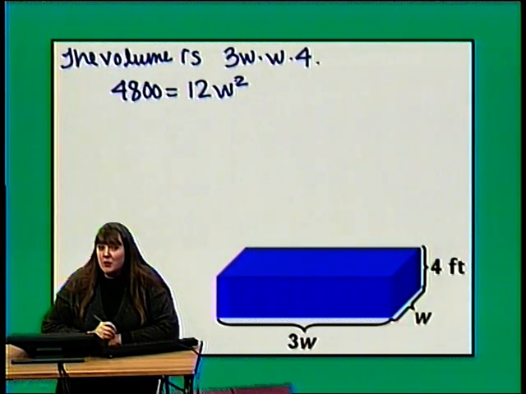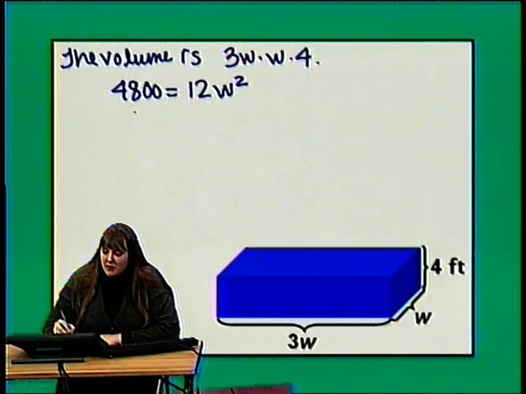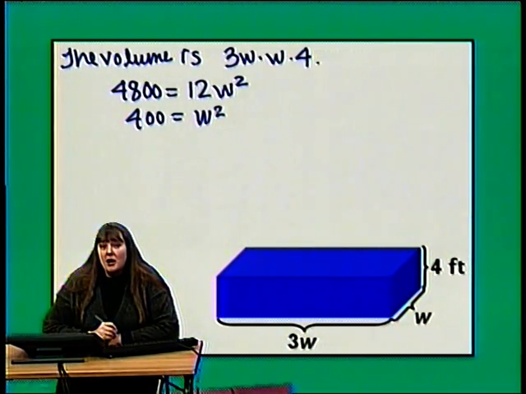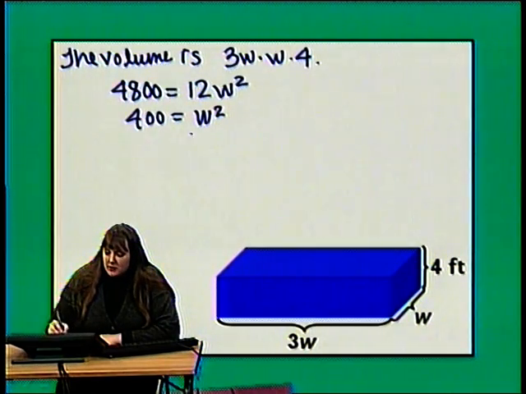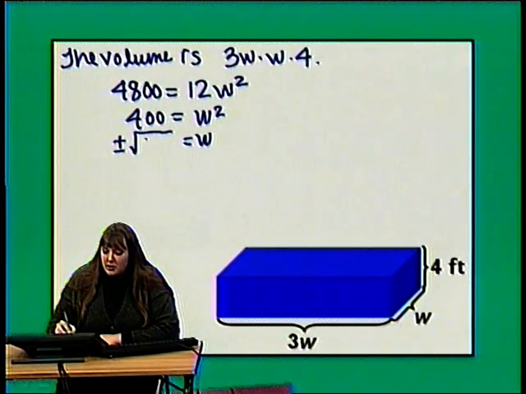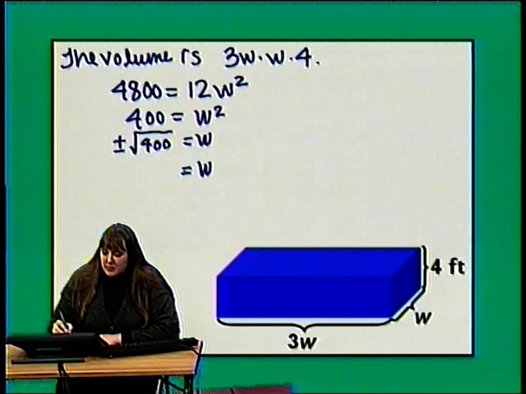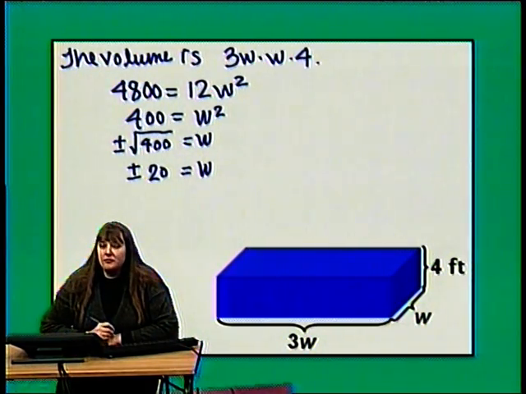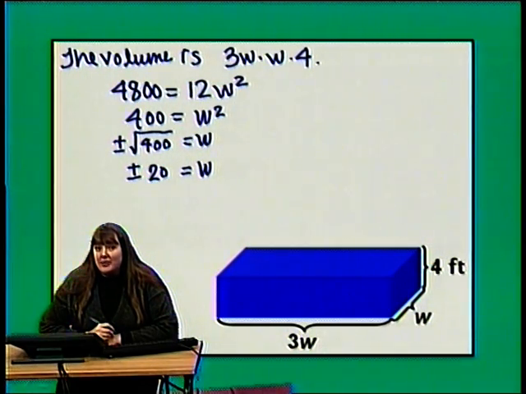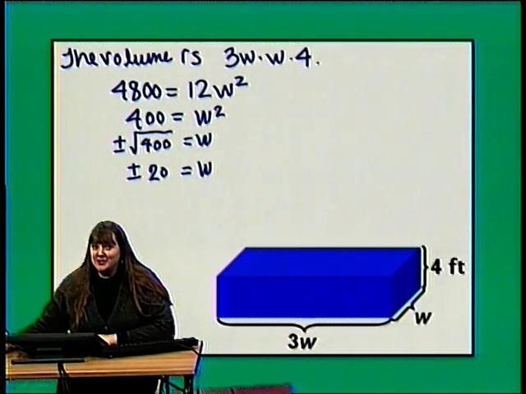Solving for W squared by dividing both sides of the equation by 12, I get 400 equals W squared. Applying the square root property, I know that W must equal plus or minus the square root of 400. So W must be plus or minus 20. W is representing the width of the swimming pool, so negative 20 doesn't make any sense here. Let's make sure that positive 20 actually does work. So I still need to check my result.